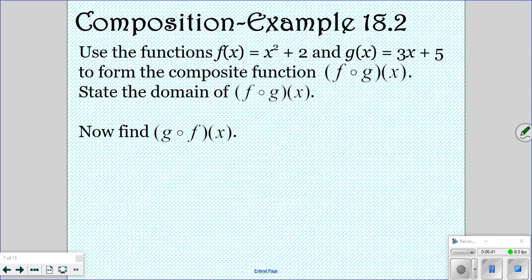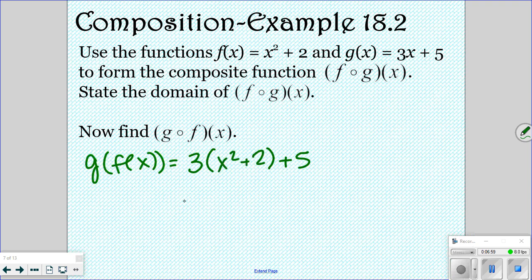Looking at another one, now we want to find g of f of x. So this time we're going to do g of f of x. So we're going to be putting f into g. So instead of x, we need to put our f function, and our f function was x squared plus 2. So that's going to simplify to be 3x squared plus 6 plus 5. So that's going to be 3x squared plus 11. So that would be your answer for that one.